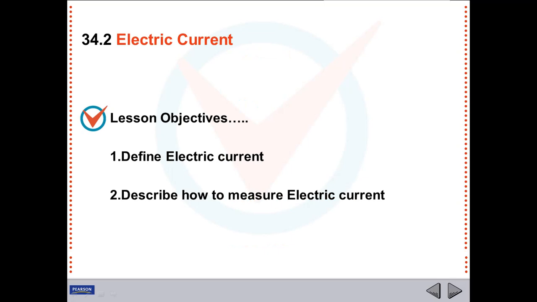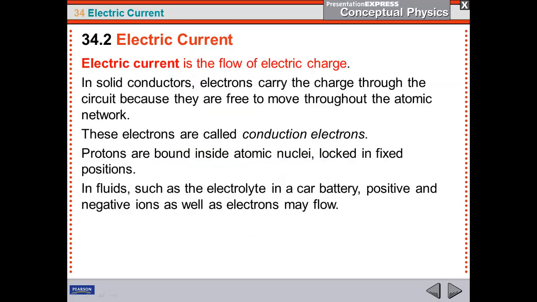At the end of the lesson, you will be able to define electric current and describe how to measure electric current. What is electric current? Electric current is the flow of electric charge.